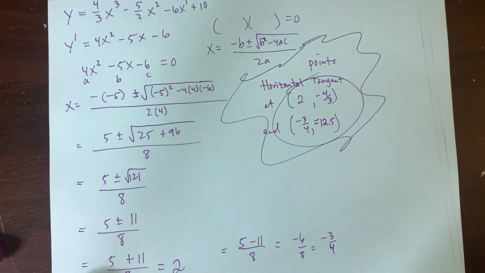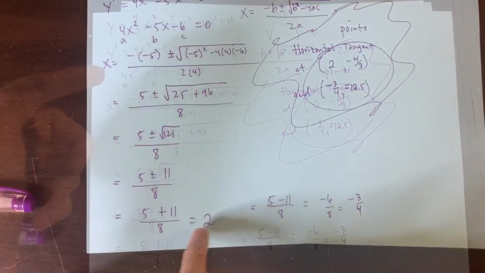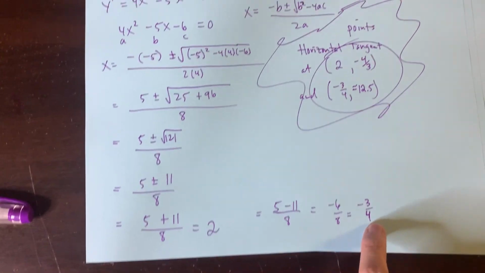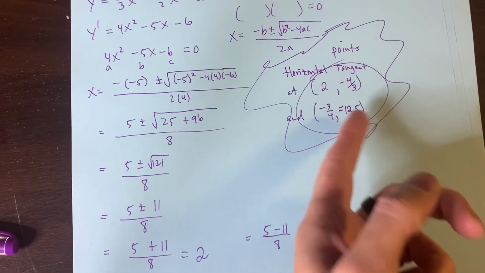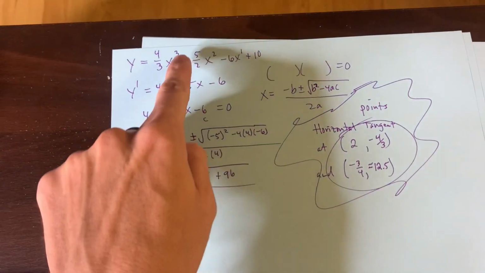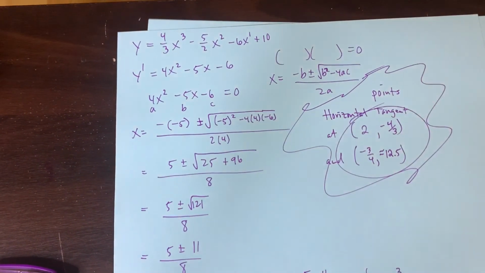So to recap this, set the derivative equal to 0 and solve. However many x values you get when you solve, those x values represent x coordinates. You find the y coordinates by taking the x coordinates one at a time and plugging them into the original problem. And then you'll have ordered pairs, which you can turn in to the teacher.